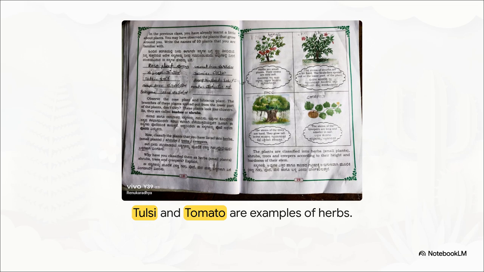We've got mint, coriander, spinach, and the Tulsi plant. It's actually brilliant when you think about it. It just shows how frequently and how intimately we interact with this specific plant group in our daily lives.